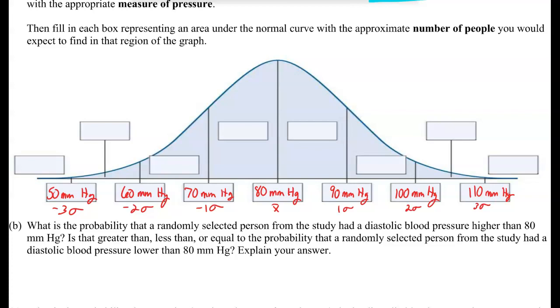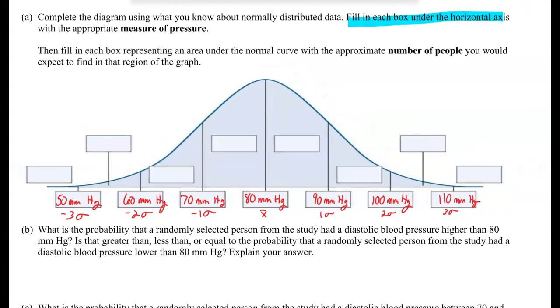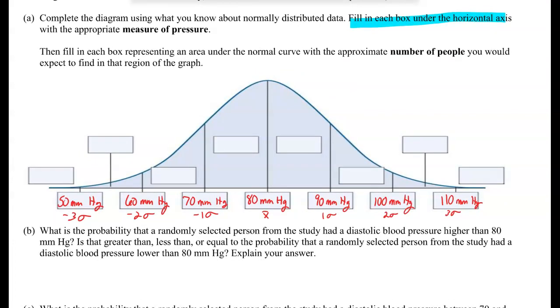Now, I want you to think a little bit more about this. So we filled the first part in with the appropriate measure of pressure. Then it says the following: then fill in each box representing an area under the normal curve with the approximate number of people you would expect to find in that region of the graph. Okay? So I just want to know how many people would land there.